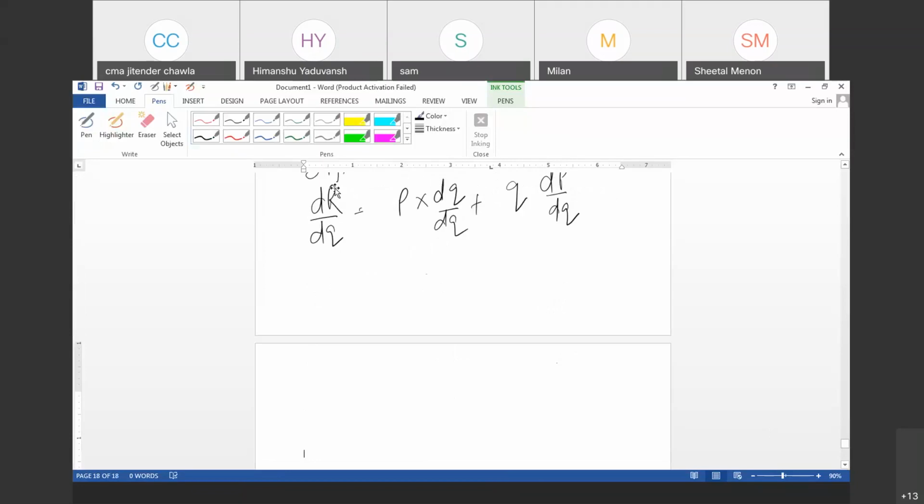Okay. What is MR? This I can write as MR. What is MR? Change in revenue due to marginal change in quantity. This is equal to P plus Q dP by dQ. Am I right? MR is equal to delta R by delta Q. So I replaced this with what? With MR.